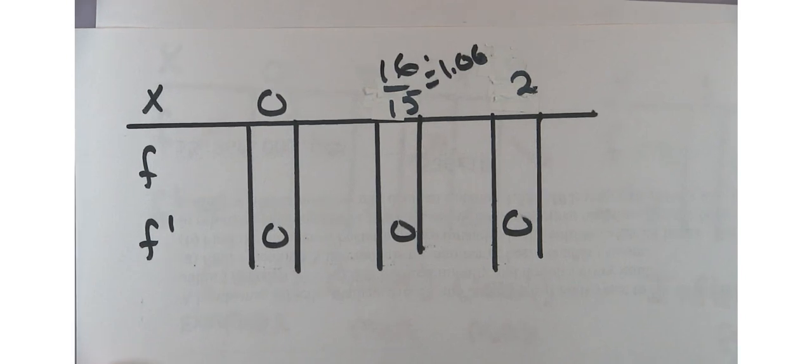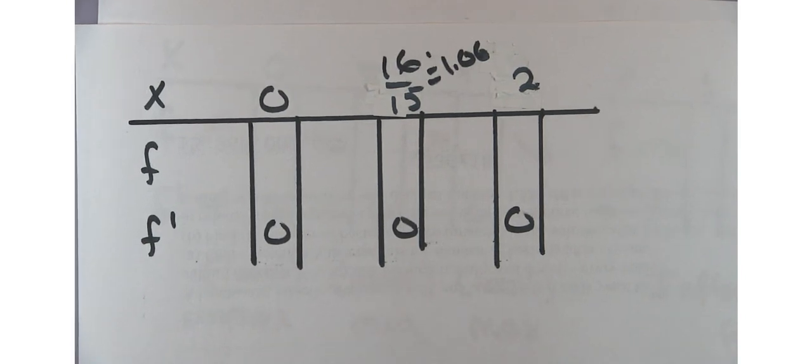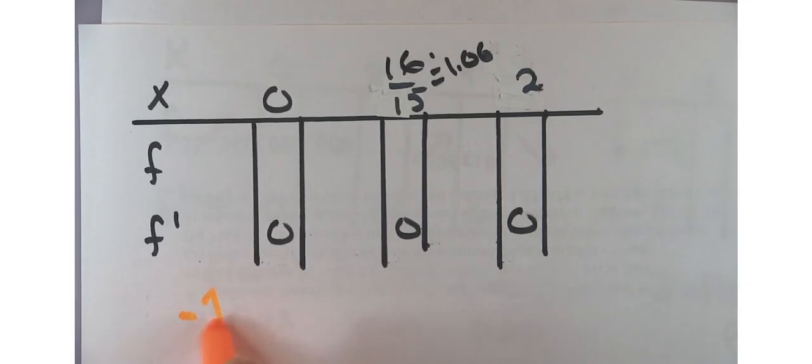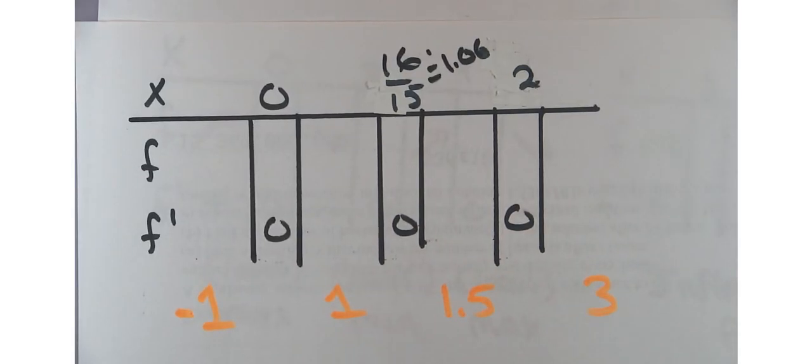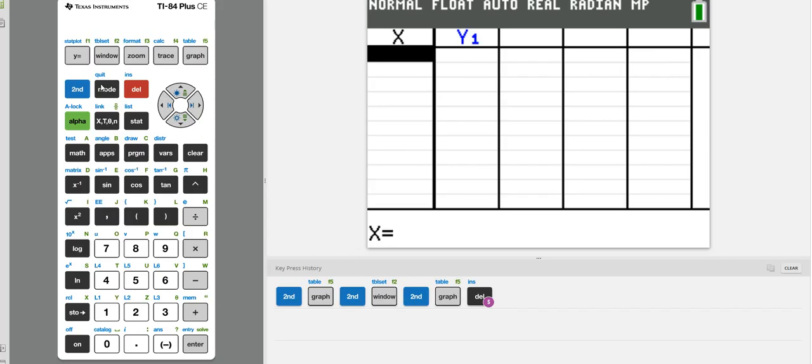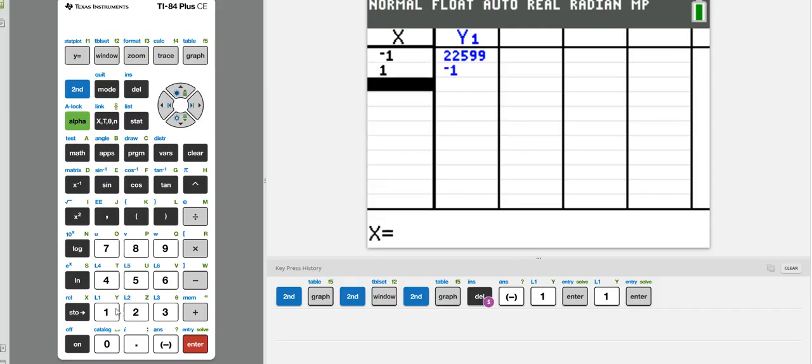So I need some test points. What would be some good test points? So left of 0, -1. Between these two, you can use 1. That's less than that. And then how about between these two? What am I going to use? 1.5 and maybe 3. Those would be some good test values. So let's use those test values. -1, 1, 1.5, and 3.